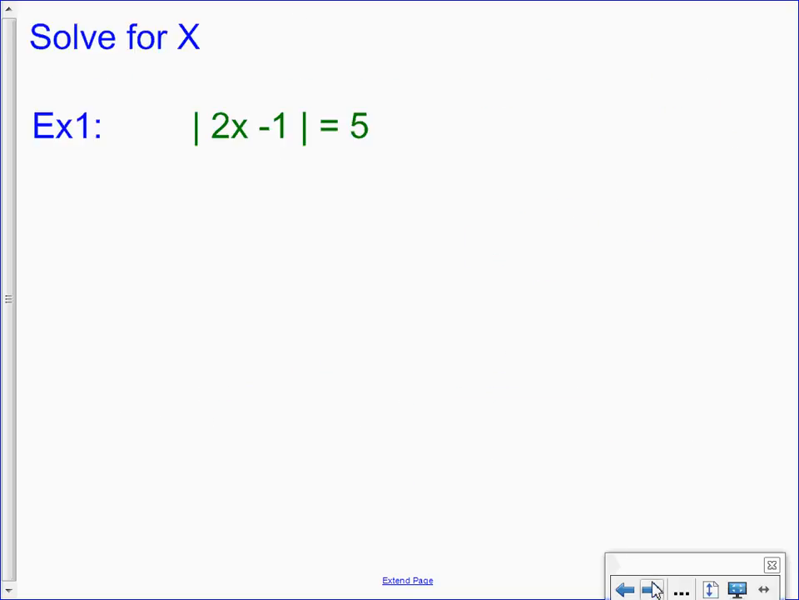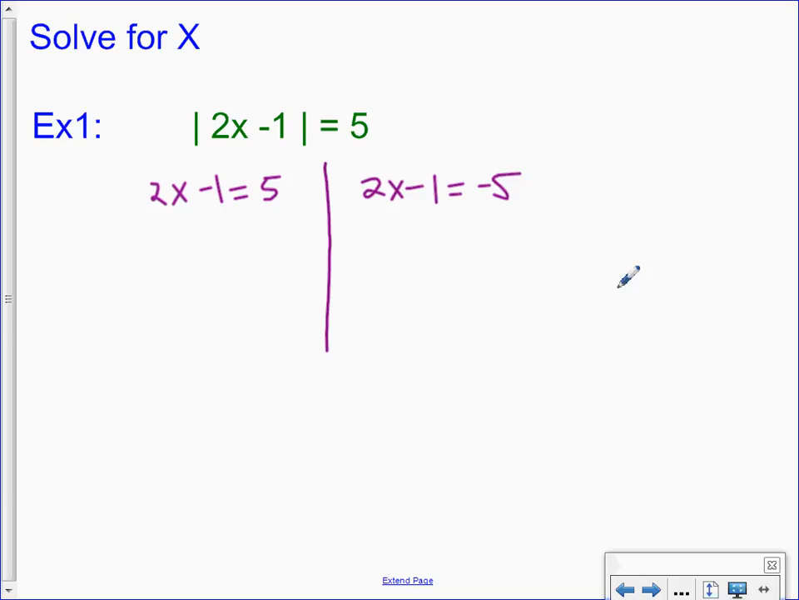So for example, the outside should always equal a positive, but the inside could be either positive or negative. Now, what is 5 spaces away from 0? 5 or negative 5. So the inside is either 5 or negative 5. In other words, you can break this up into 2 equations. You're going to get 2x minus 1 equals either 5, or negative 5.